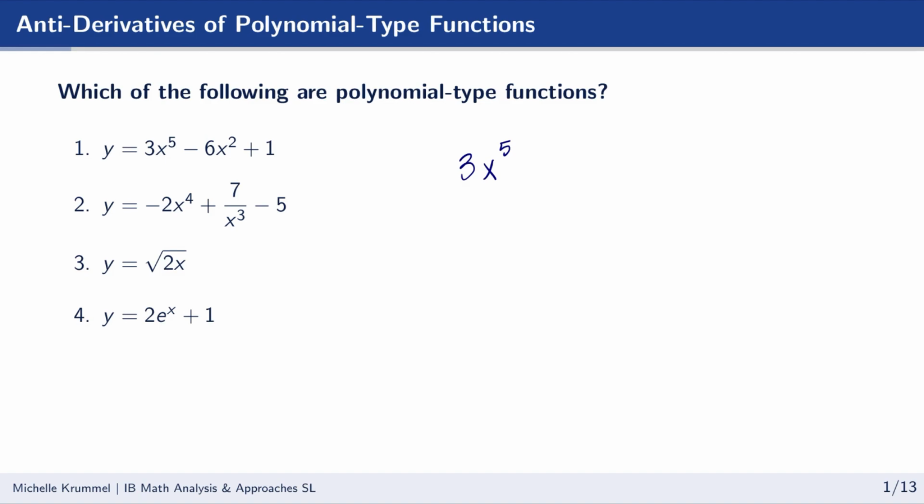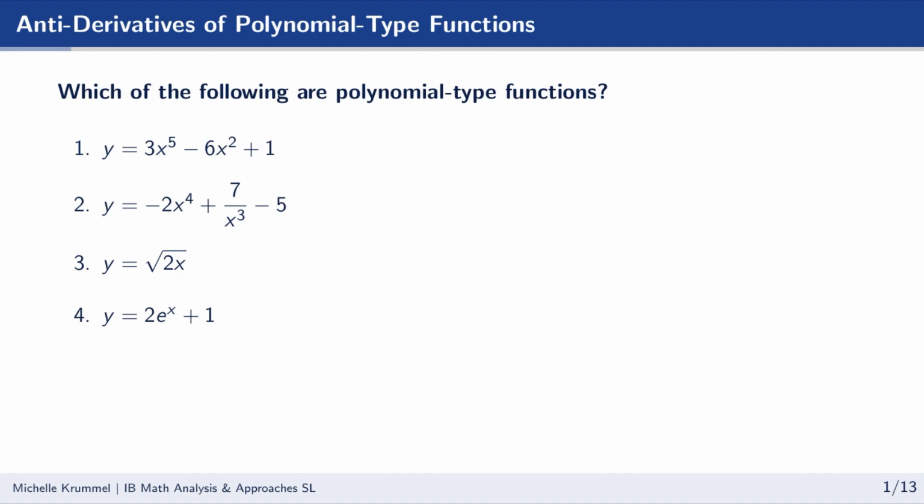The next term, the minus 6x squared, again, is in the form of a constant times x to a constant power. And then the last term, plus 1, is also in that form. Now we don't see an x in that term, but we can think of it as x to the power 0. And so we still have that form of a constant times x raised to a constant power. So number 1 is a polynomial type function. And more than that, it is actually a polynomial function.